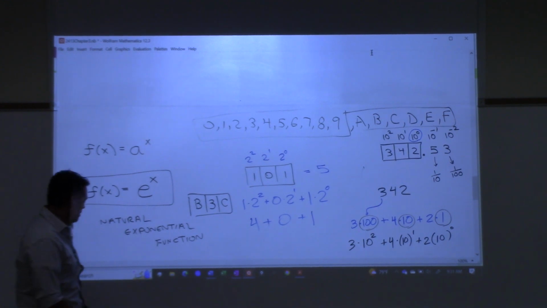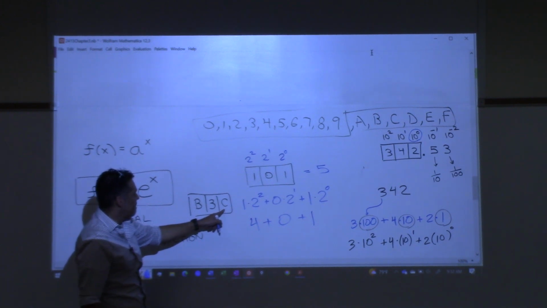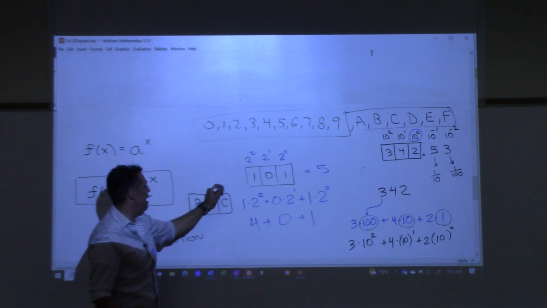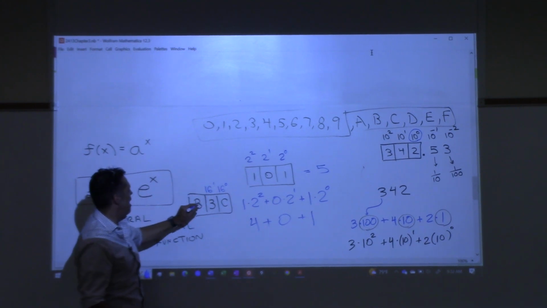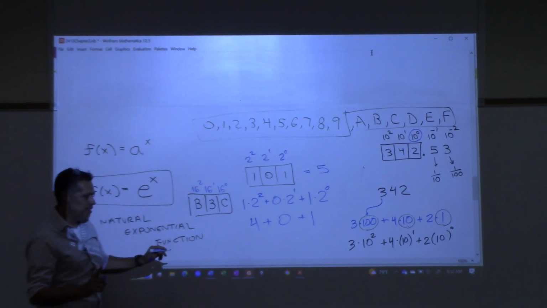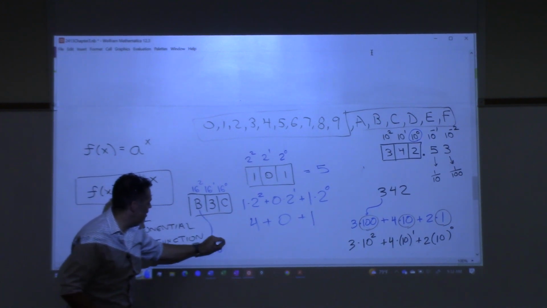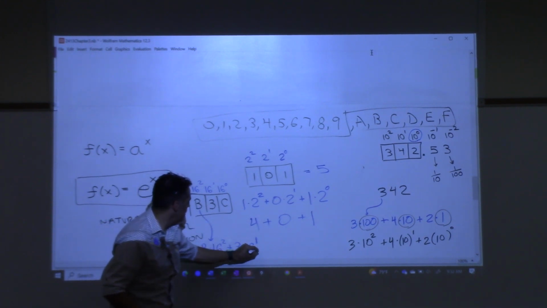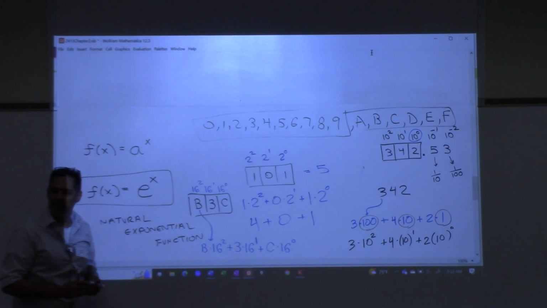What does it represent? This is the last thing, I promise, and then we're going to move on. This is how many 16 to the zeros I have. Why 16? Because we're base 16. This is how many 16 to the ones I have. This is how many 16 to the twos I have. With me? Okay, now this means I have B 16 squareds, plus I have 3 16 to the first powers, plus I have C 16 to the zeros. You all still with me?